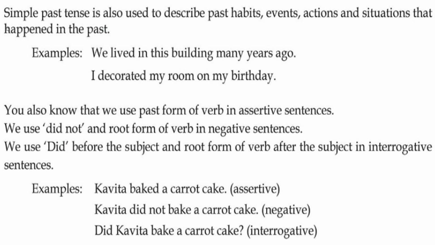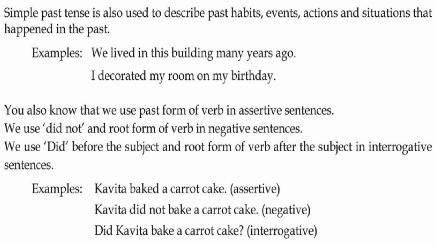You also know that we use the past form of the verb in assertive sentences where we show the statements, right? We use did not and the root form of the verb in negative sentences, and children, also in interrogative sentences we use did before the subject and the root form of the verb after the subject. I have already explained the rules in the previous video. So here I am not explaining, I am just reading it out.